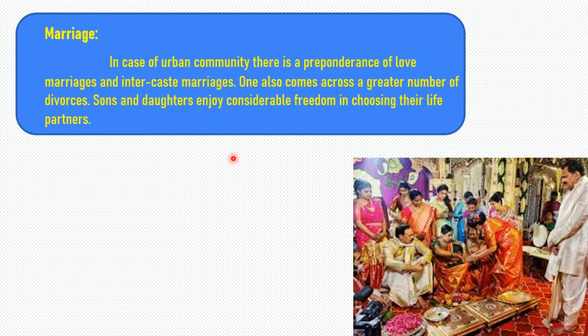The next important characteristic is about marriage. In an urban community, choice-based marriages and intercaste marriages are very popular. Even though people pay importance to their culture and to their rituals, there is not that much stringent behavior seen when it comes to marriage. The sons and daughters are given freedom to choose their life partners, which is very common in an urban setting.